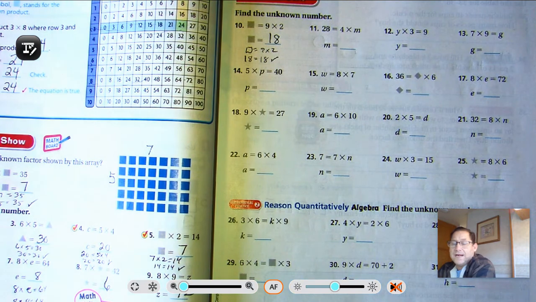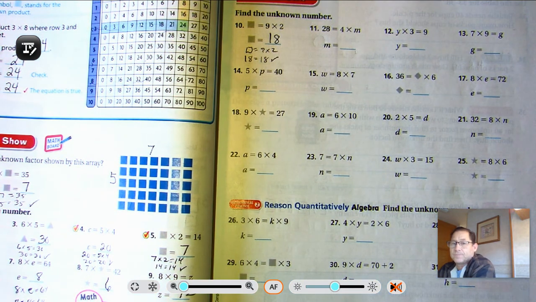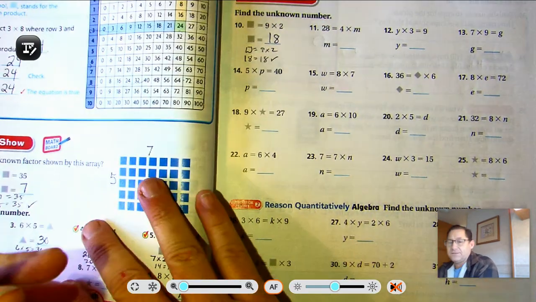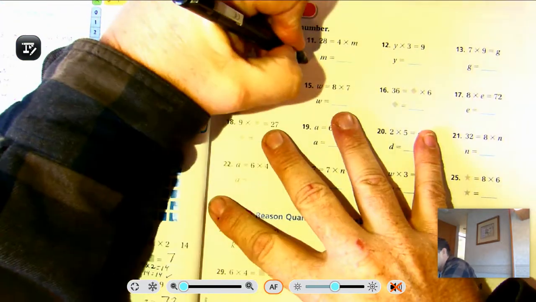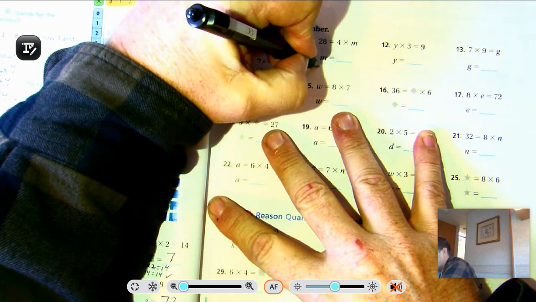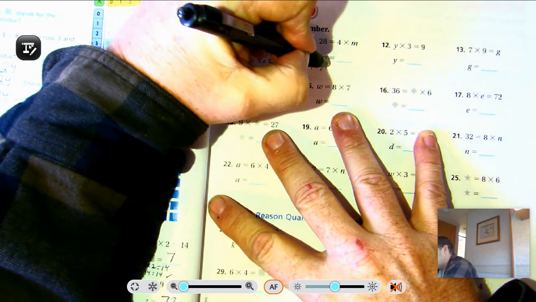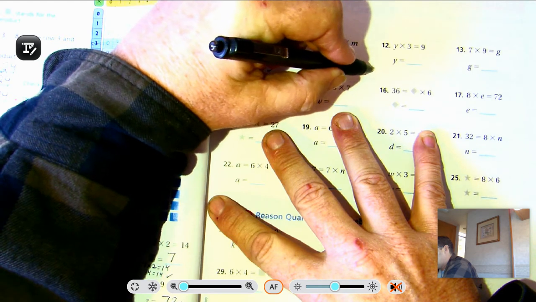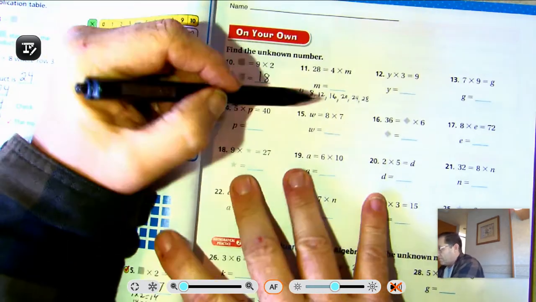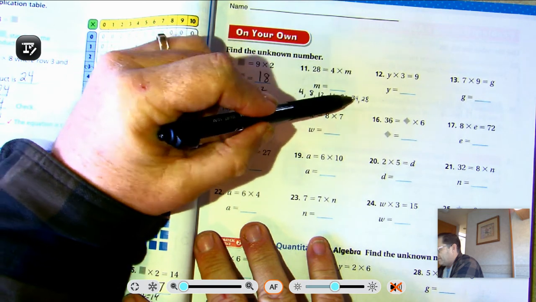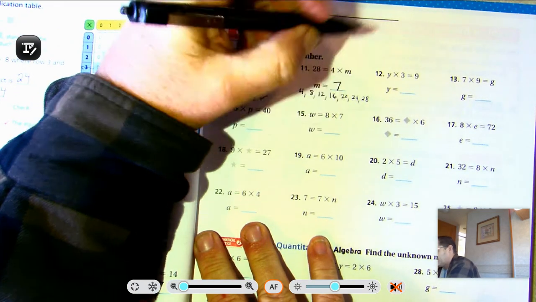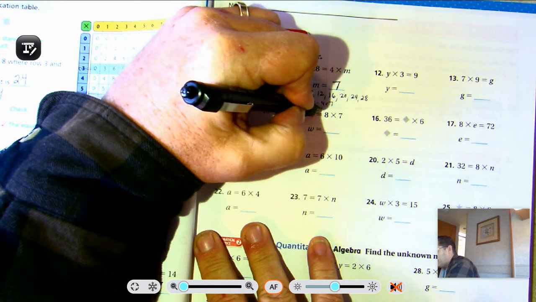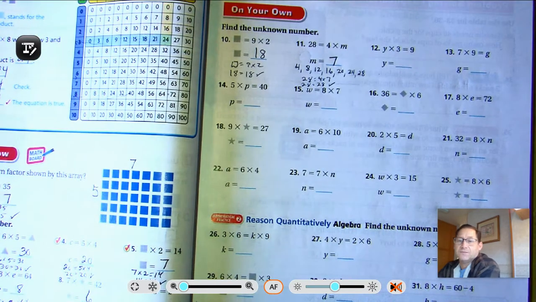28 equals 4 times what? Okay, in addition to arrays, we can skip count. Okay, let's try that this time. 4, 8, 12, 16, 20, 24, 28. So we added 1, 2, 3, 4, 5, 6, 7 fours. So 4 times 7 is 28.